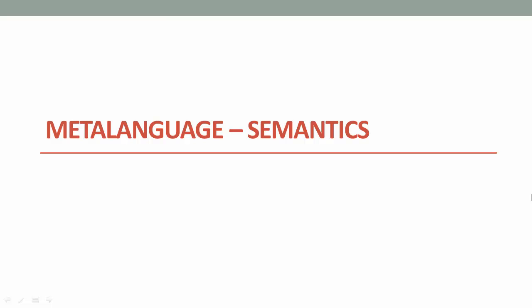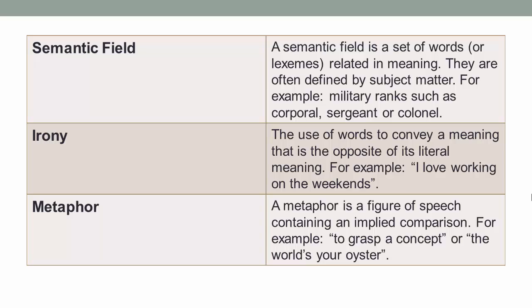So in this lecture, we're going to be looking at all the metalinguistic terms needed for semantics. Now recall that semantics is a study of meanings of words. Firstly, we're going to look at semantic field. A semantic field is a set of words or lexemes related in meaning. They are often defined by subject matter. For example, military ranks such as corporal, sergeant, or colonel. Other semantic fields could include the medical profession, or it could include cars or birds.